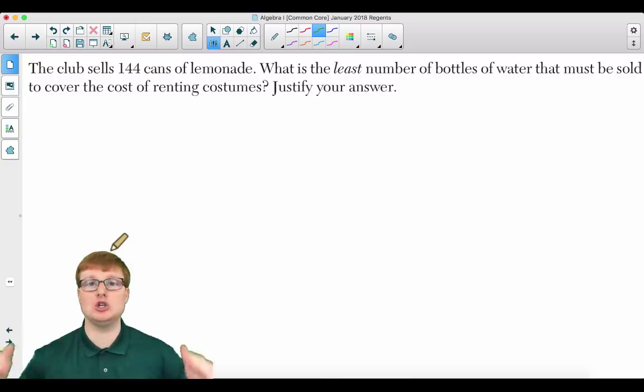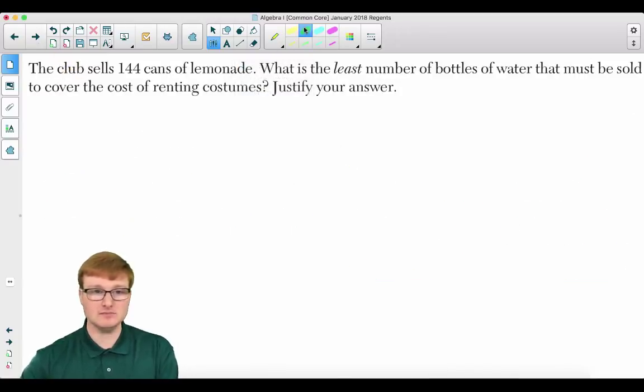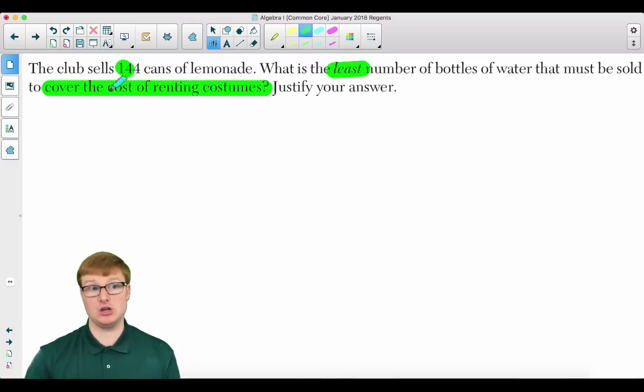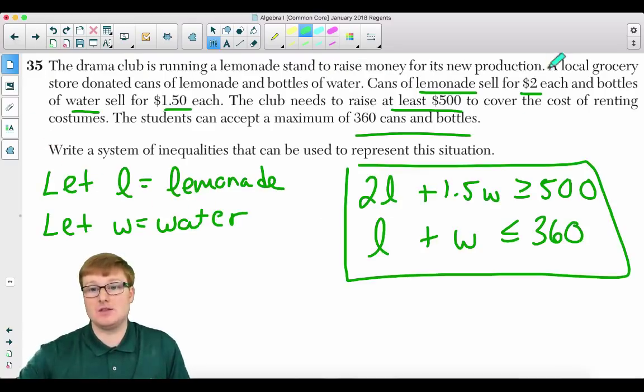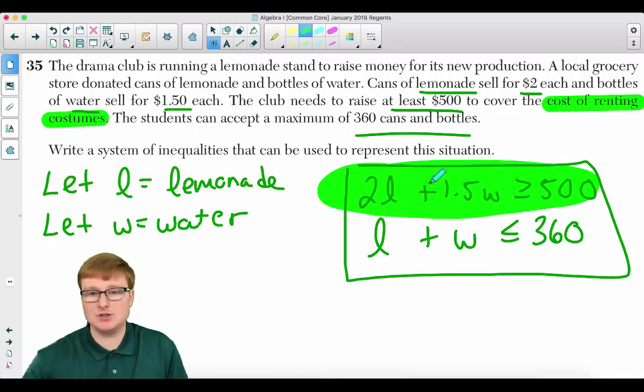Justify your answer. So you need to be smart about this. There are two inequalities. Believe it or not, if you plug it into the one that you're not supposed to be using, you get the question wrong. It's saying here, think about it. It's saying the club sells 144 cans of lemonade. What is the least number of bottles of water that must be sold to cover the cost of renting costumes? Folks, the cost of renting costumes, that's moolah, that's money. You're using the first inequality. You have to use the first inequality.